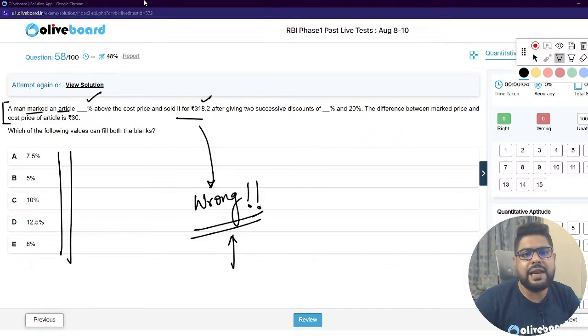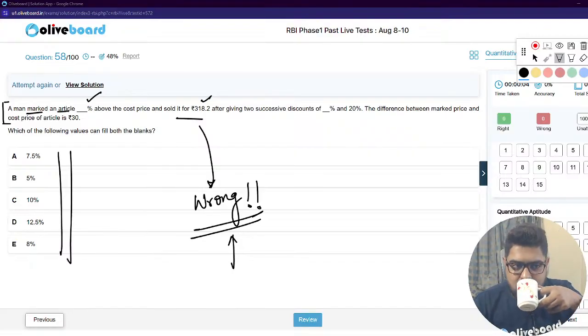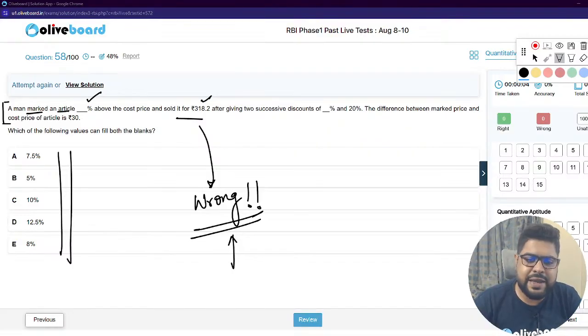This is calculation wise a little wrong. Not much, but calculation wise, I've tried this. Whoever has made this, there is a little issue. So please make sure to avoid this question. Please don't waste your time here.